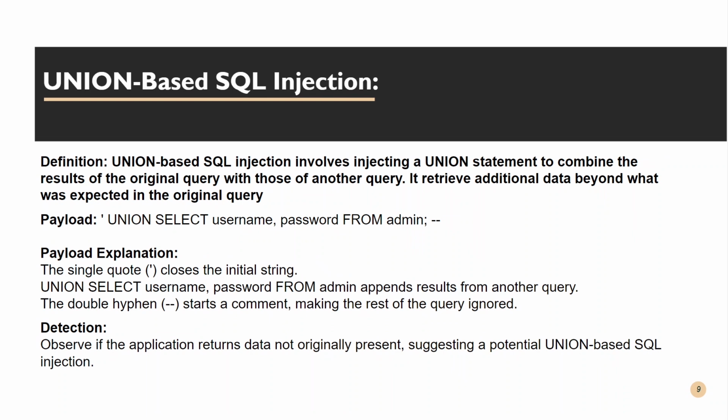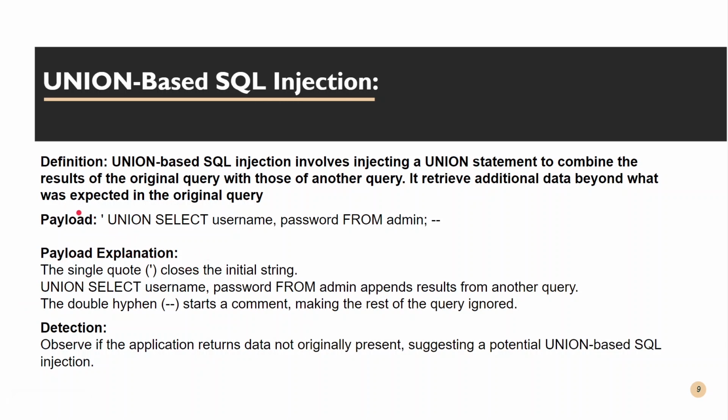We also have another type of SQL injection, which is the union-based SQL injection. Union-based SQL injection involves injecting a UNION statement to combine the result of the original query with those of another query. It retrieves additional data beyond what was expected in the original query. Now, let's take a look at the payload that we have for this type of injection.